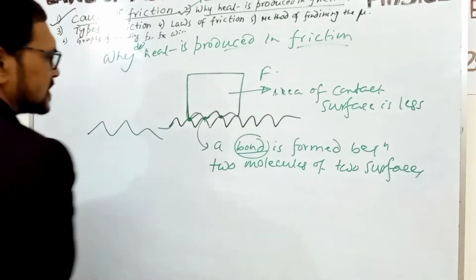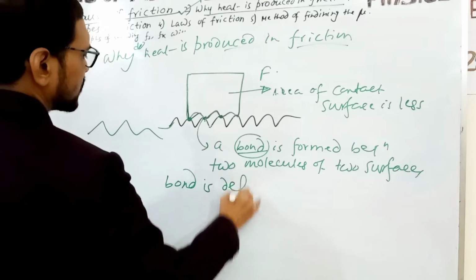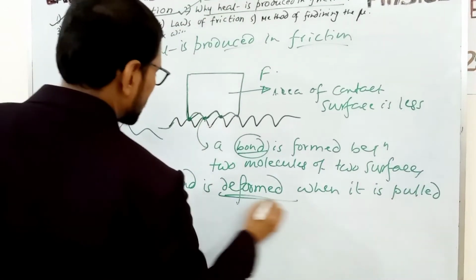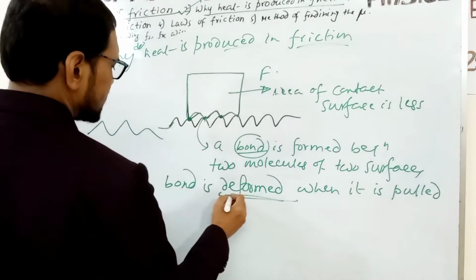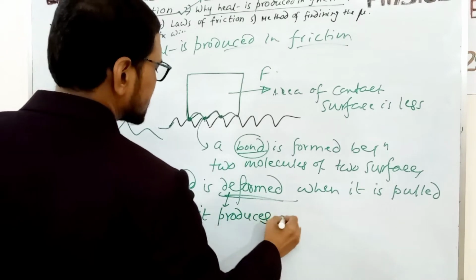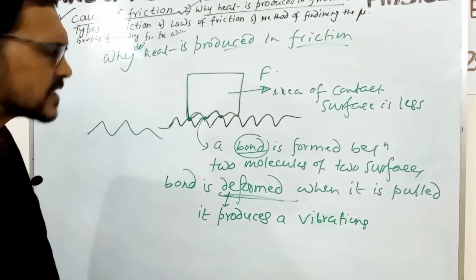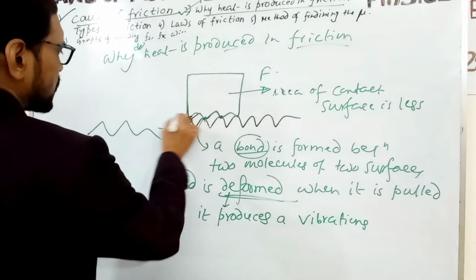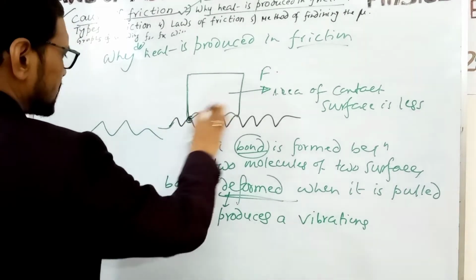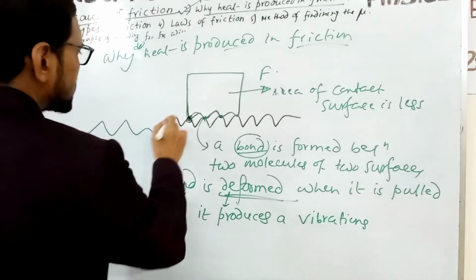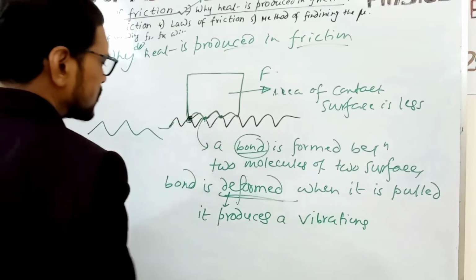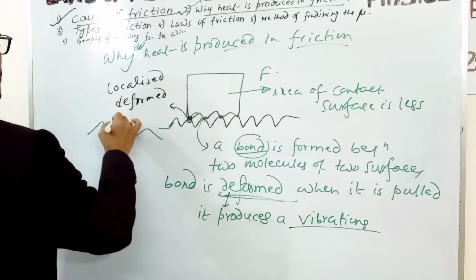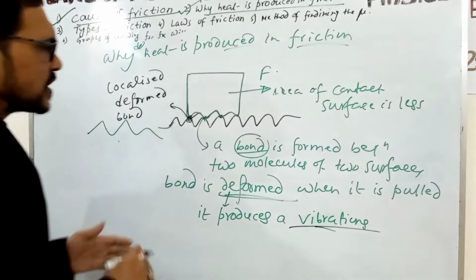Now when this body is pulled over the surface, this bond is deformed when it is pulled. When the bond is deformed, it produces mechanical waves, it produces vibrations. We know that when something is broken, a vibration is produced. So when this bond is broken, it produces vibrations. Another bond is formed automatically, but this localized deformed bond produces the vibration.